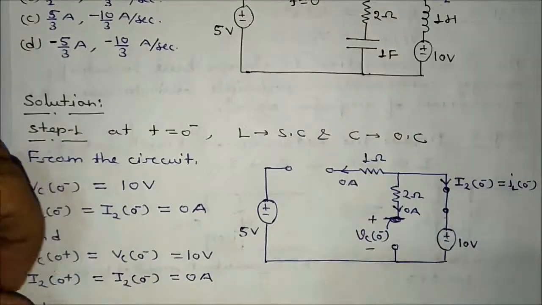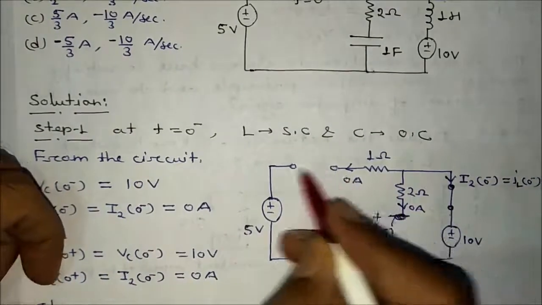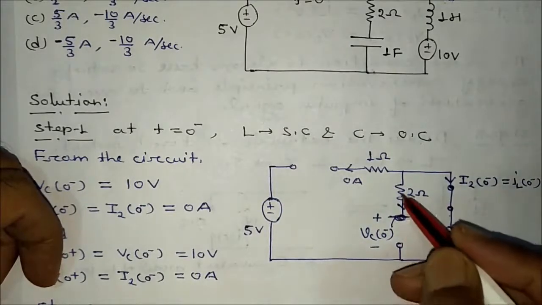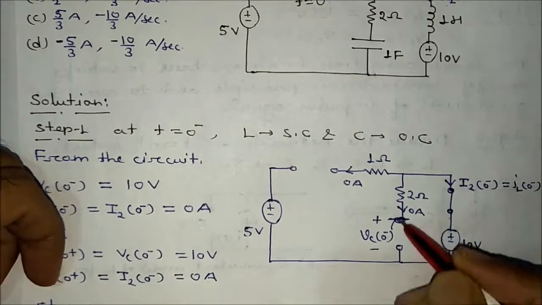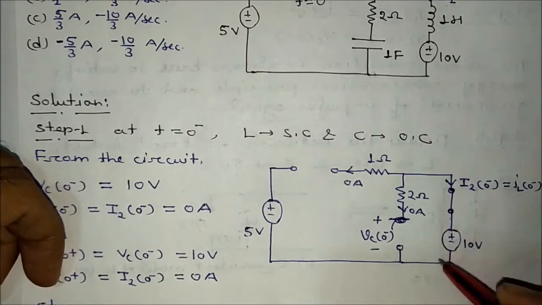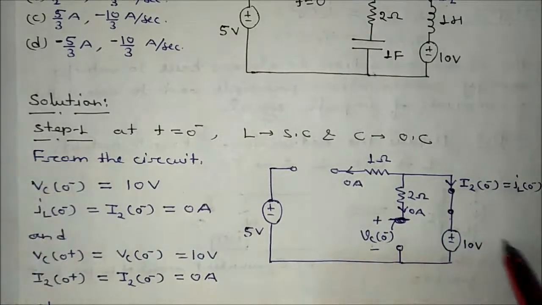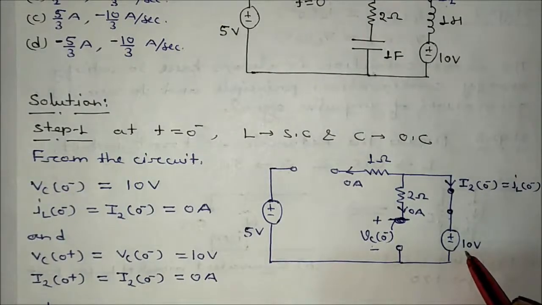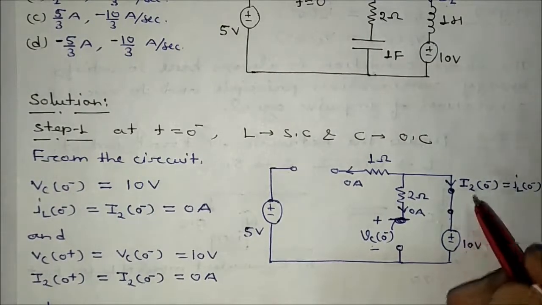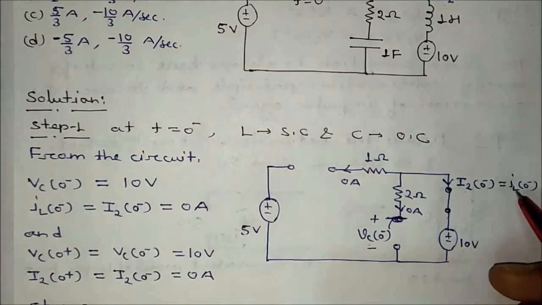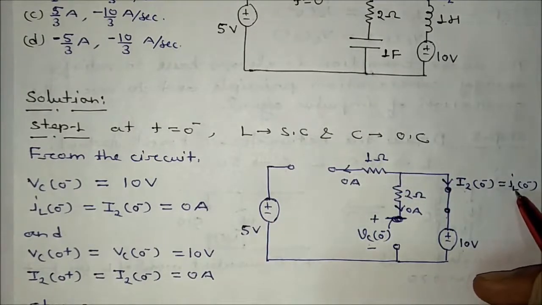If you perform the analysis, what is happening? This is open circuit, so there will be no current. There is no current here also. Why? This is open circuit. That means this voltage will be exactly the same as how much? This is 10 volt. Similarly, this current is how much? There is no path here, so this current will be equal to 0 ampere.